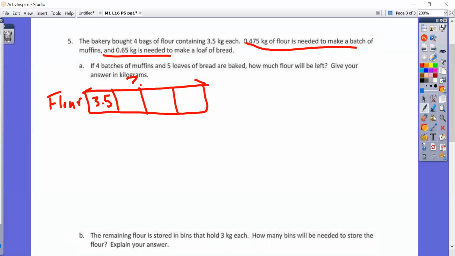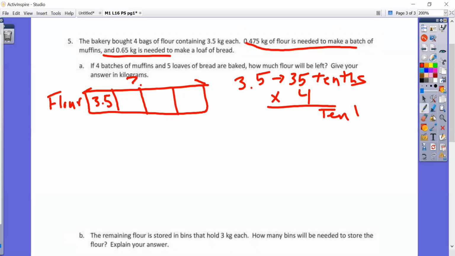solve that. We know that 3.5, or let's convert this into 35/10 to make our math a little easier, times 4 groups. Well, 4 times 5, keep our unit down here so we remember. 4 times 5 is 20. 4 times 3 is 12, plus 2 more is 14. So 140/10 really is equal to 14.0, but we don't have to show the 0.0. So let's just show it as 14.